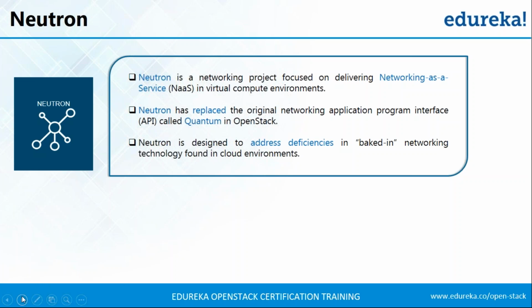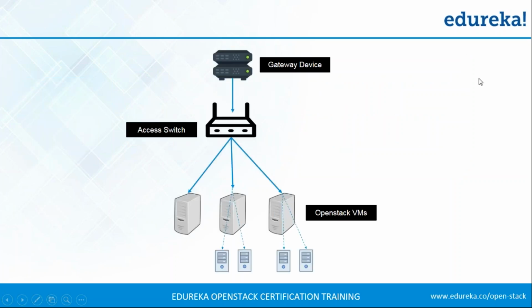Now, let me show you the architecture of Neutron. This is how the networking is connected. This is a gateway device, this is the access switch, and these are your host machines, you can say. They might be any kind of VM. Let's say that this one is a controller, these two are compute, and these are different services that are connected with each other. And Neutron actually relies on Keystone for authentication and authorization of all API requests.